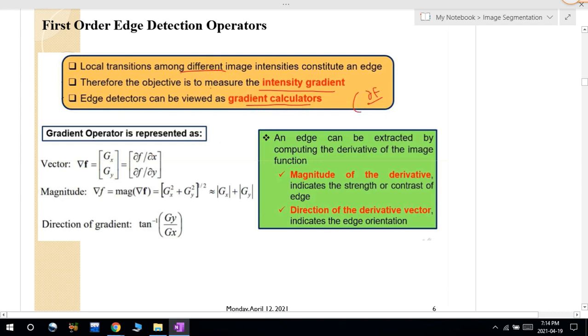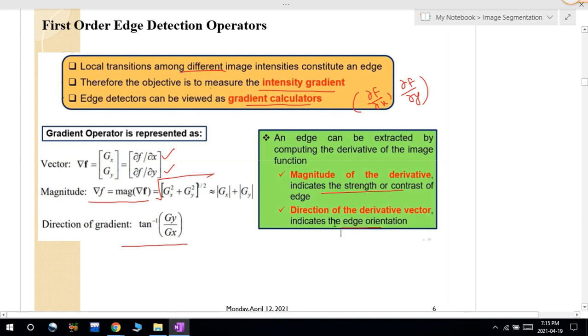Gradient is nothing but the derivative with respect to x and the derivative with respect to y, if I am considering an image. So the gradient operator is represented by the differentiation with respect to x and with respect to y. After finding this differentiation, I will try to find the magnitude. The formula is the square root of gx square plus gy square. After you find the intensity changes in the x direction and y direction, we find this magnitude, which is used to find the strength or contrast of the edge, and we find the direction using this formula, which is used to find the edge direction.